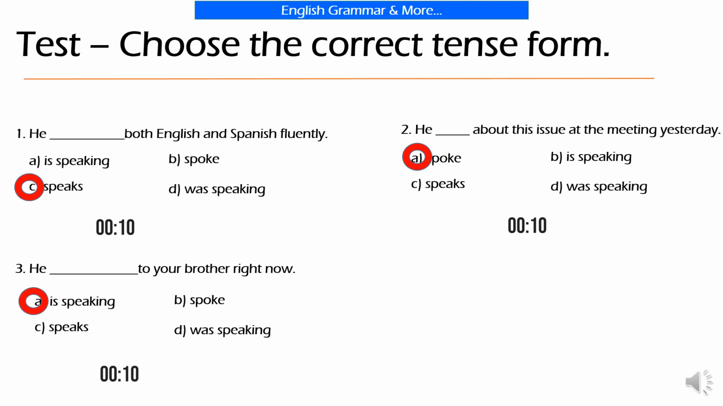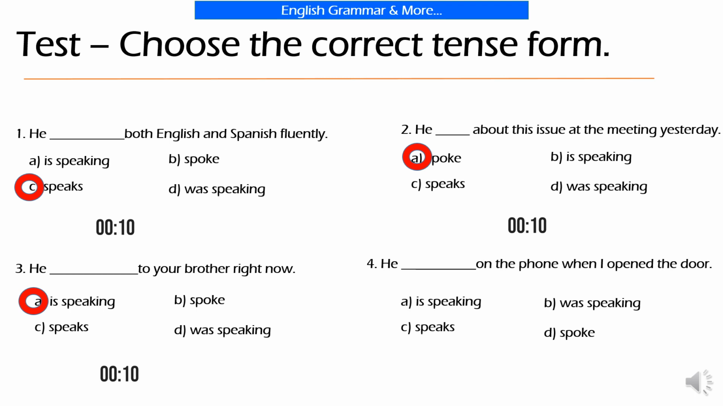The correct answer is A. He's speaking to your brother right now. The reason here we chose the present continuous tense form is because in this sentence we have a time adverb right now, which refers to a continued action at the present time. Question 4.